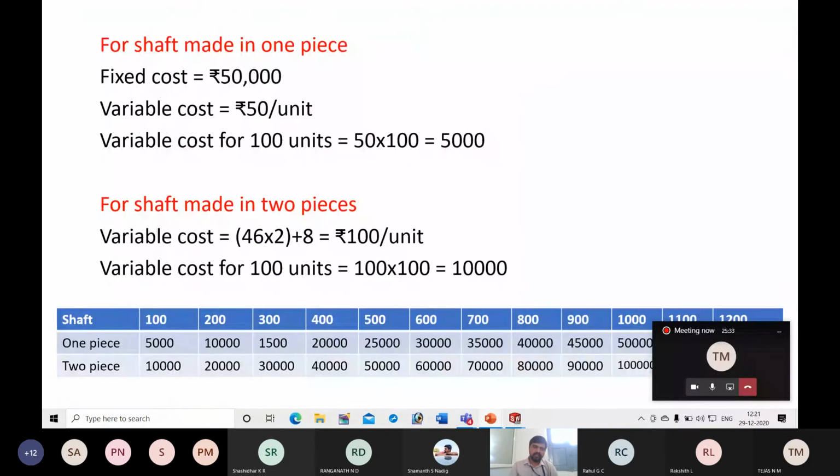So here for this case we have determined the cost. Fixed cost is 50,000 and variable cost is 5,000 for 100 units of shaft. For the second option, variable cost is rupees 100 per shaft, so for 100 units it is 10,000, whereas fixed cost is 0. Now if you want to find the total cost, you have to add fixed cost and variable cost.